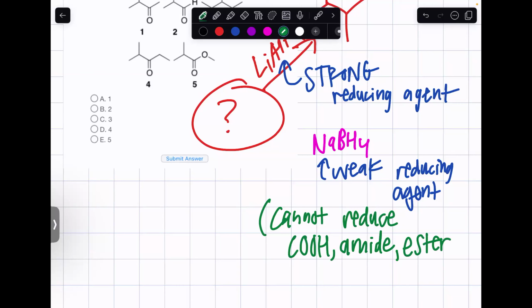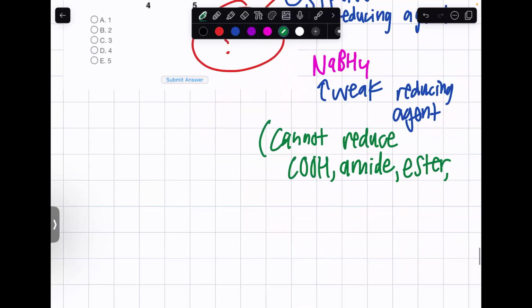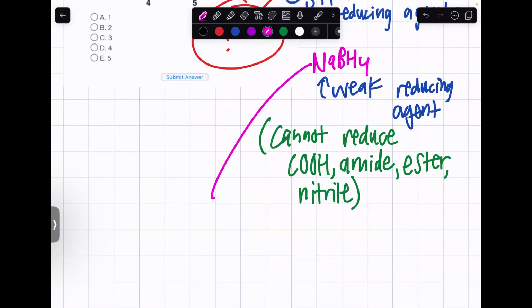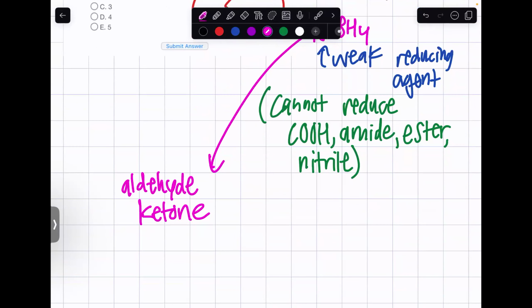Yes. I'm good with those. Okay, yeah. So these ones and nitrile, which is a cousin derivative, can't be reduced by a weak reducing agent. What NaBH4 can only reduce are 4 things. It can only reduce an aldehyde, a ketone, and the top 2 most reactive derivatives. What are the top 2 most reactive carboxylic acid derivatives?